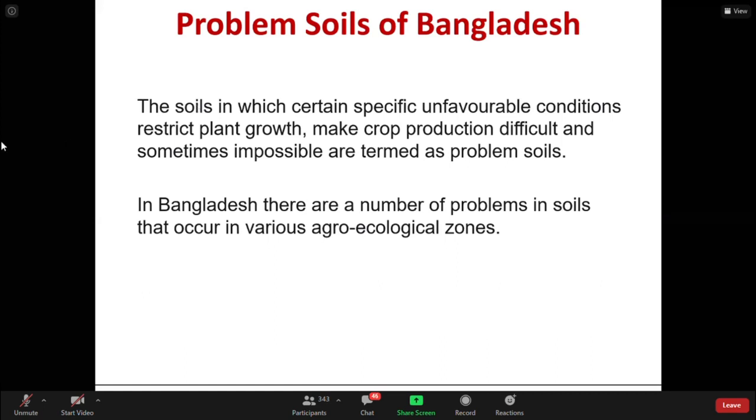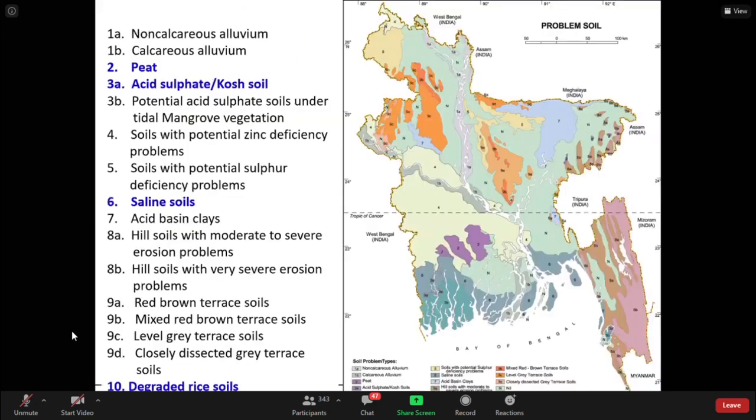Now, what are the different problems we have in our soils? If we have a look at our map of Bangladesh, here many different types of problems have been identified and spotted on the map. So this is the map of problem soils of the country. So we have a number of different problems in our soils. But we are not going into detail of all those problems as shown on the left side of the map.